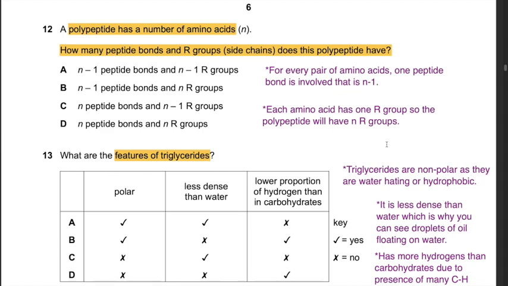And each amino acid has only one R group. So the polypeptide will also have N R groups because nothing happens to the R groups. It doesn't reduce by one, nothing happens to it. Therefore, the answer over here is answer B. N minus 1 peptide bonds and N R groups, because each amino acid has one R group, and for the number of amino acids N, it will have N R groups. Therefore, the answer over here is B.